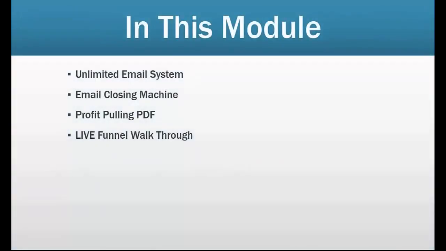Now, in this module, we're going to be talking about the unlimited email system. It's very important that you understand in this module, we're just going to be covering it. And in the next module, I'm actually going to be going through with you step by step. We're going to talk about the actual email closing machine itself, the profit pulling PDF, and I'm going to walk you kind of through a live walkthrough of what it would look like. All right, so let's go ahead and get started.